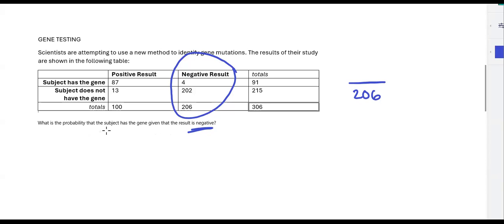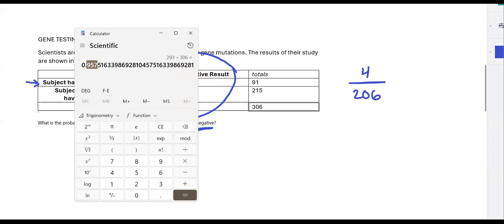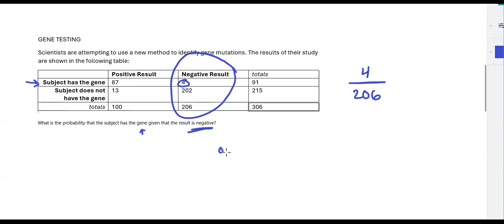So now that I have that and I've narrowed down what part of the chart I'm looking at, what do they want to know? Probability that they have the gene. So having the gene is that first row. So it looks like there are 4 people in this group that had the gene, but they had a negative test result. So I get 4 over 206. Let's round that to the nearest hundredths, and I get 0.02, it looks like. 0.02. All right.